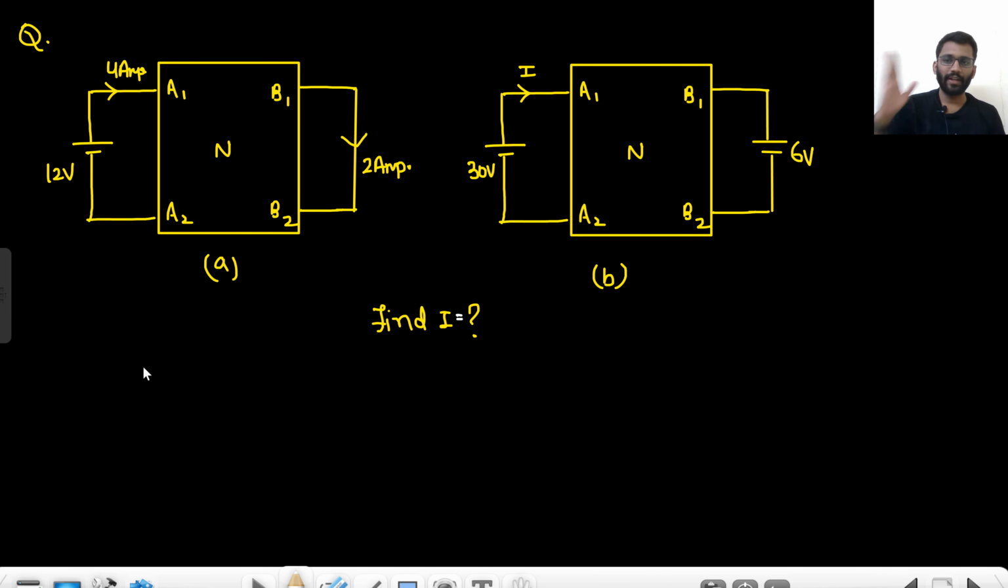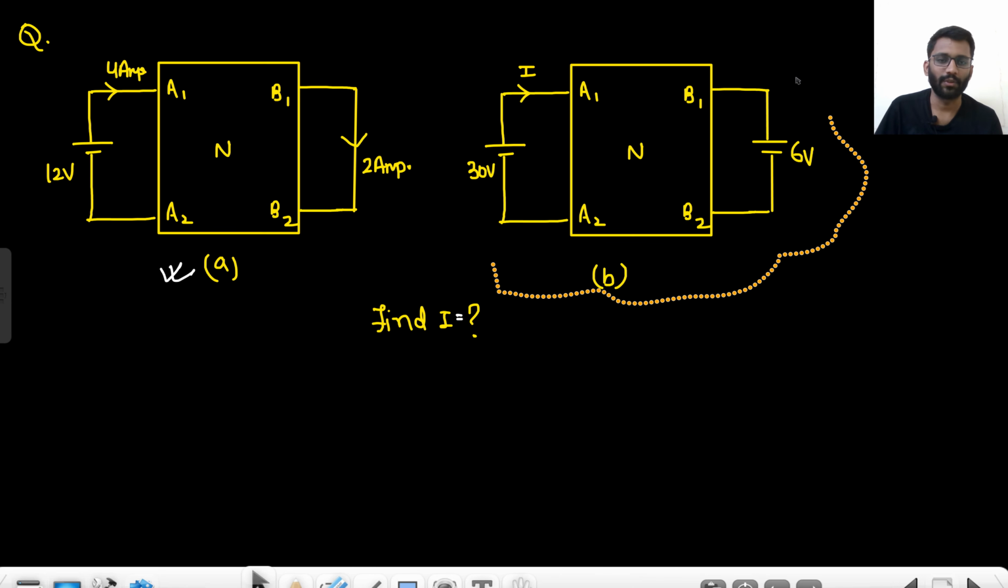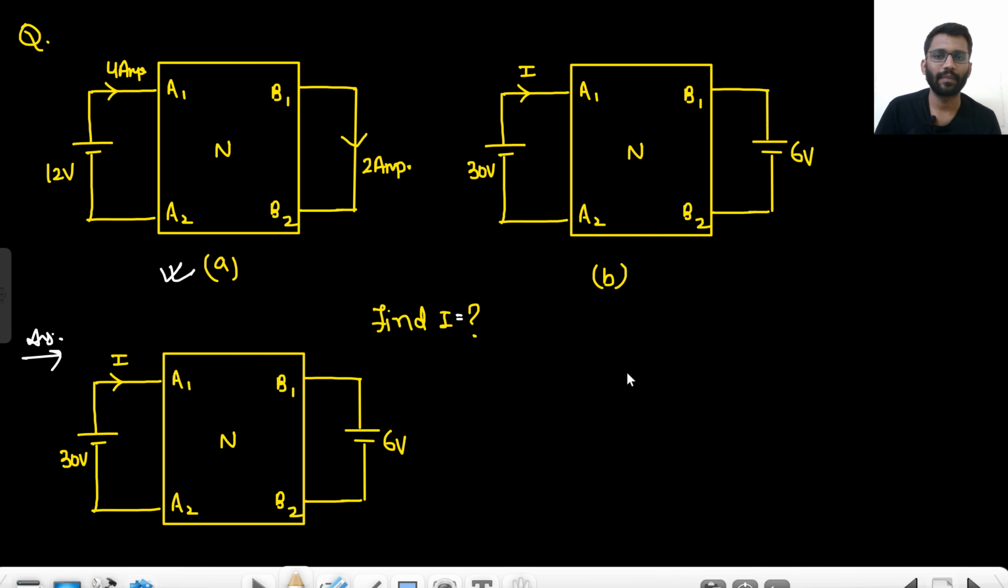Okay, so 12 volt is applied here, 4 ampere and 2 ampere. This is given to you, and you have to find I. So this circuit you need to consider. Okay, so this is the circuit. I will just copy it. So what do you think?